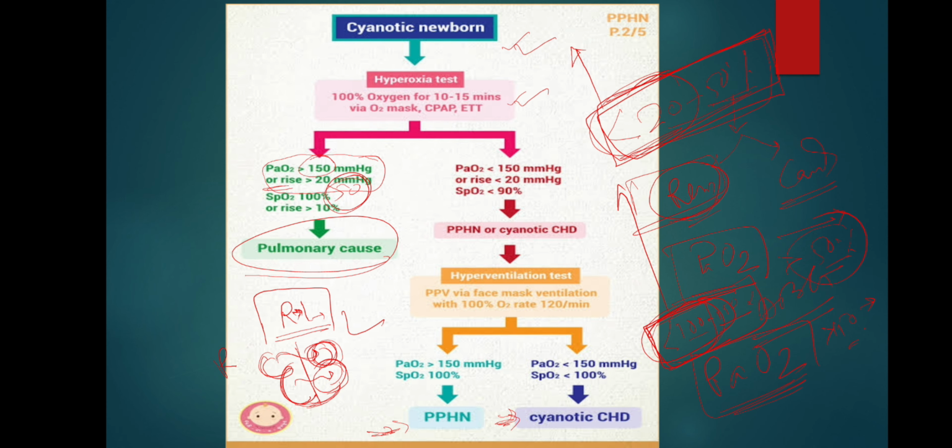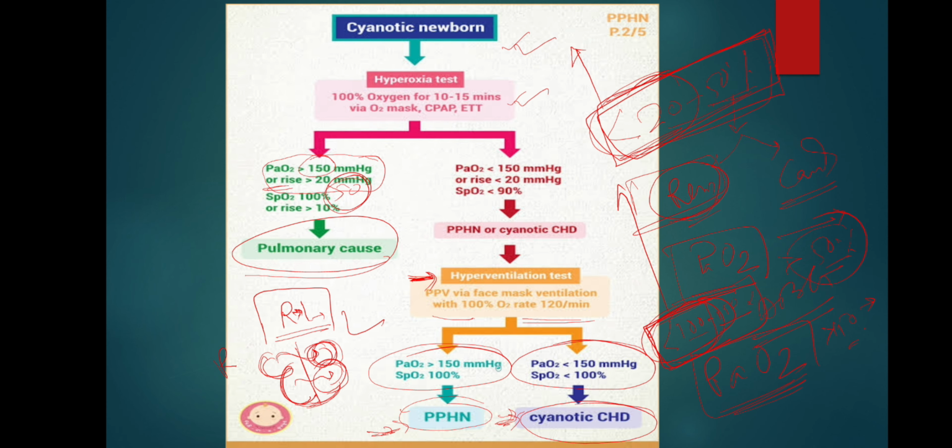So how do we differentiate between PPHN and congenital cyanotic heart disease? We give the hyperoxia test. What is this test? We give 100% oxygen for 1 hour, with a face mask, intubation, or oxygen hood, and after that we check the PO2. If the PO2 is more than 150, then it is PPHN. If it is less than 150, then it is congenital cyanotic heart disease.